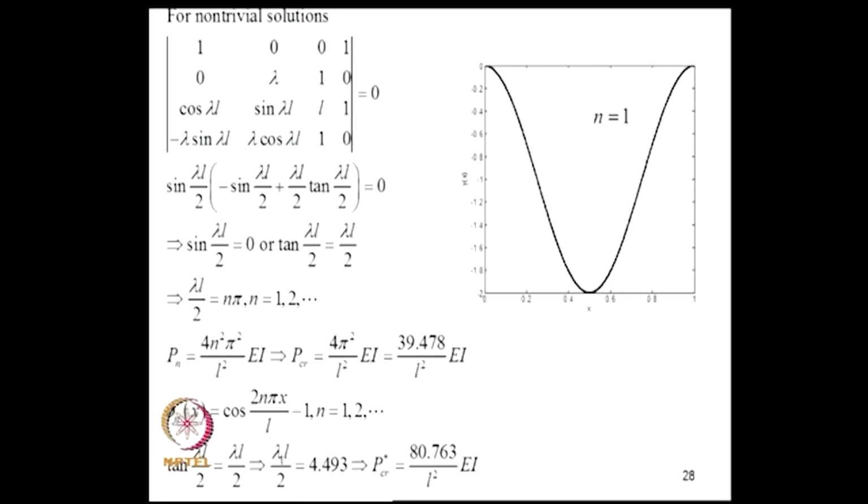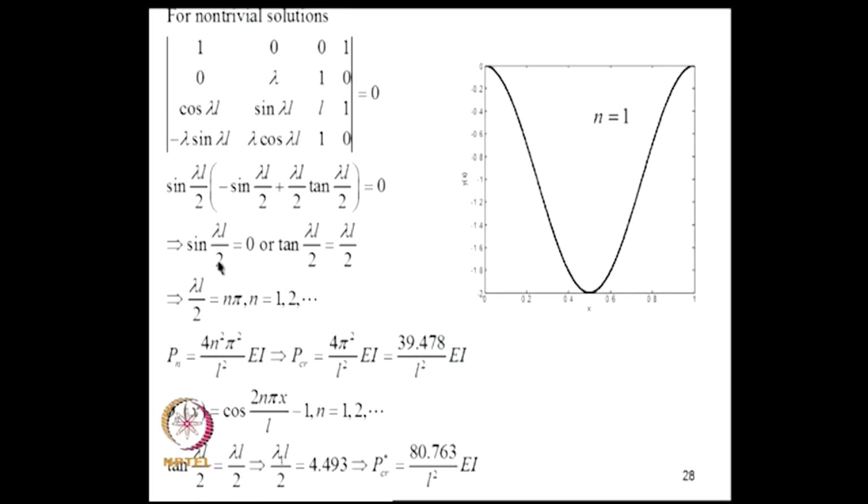So, those values of P which satisfy this equation permit the existence of an adjoining equilibrium state. If you simplify this, there are 2 solutions that become possible: sin lambda L equal to 0, or tan lambda L by 2 equal to lambda L by 2. This leads to one infinity of solutions, and this leads to another infinity of solutions.